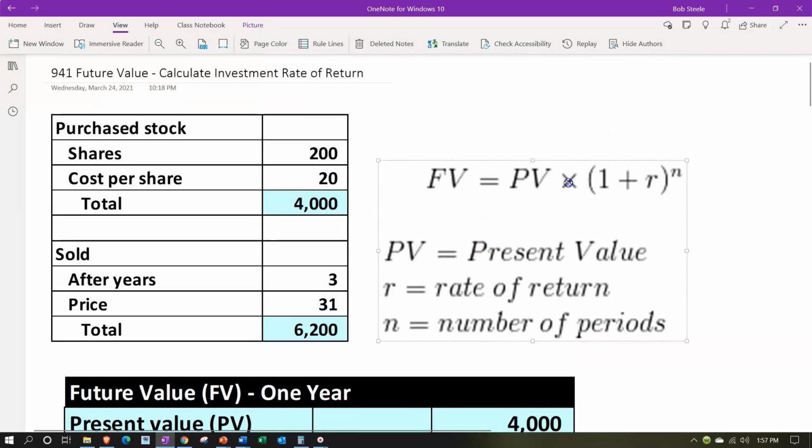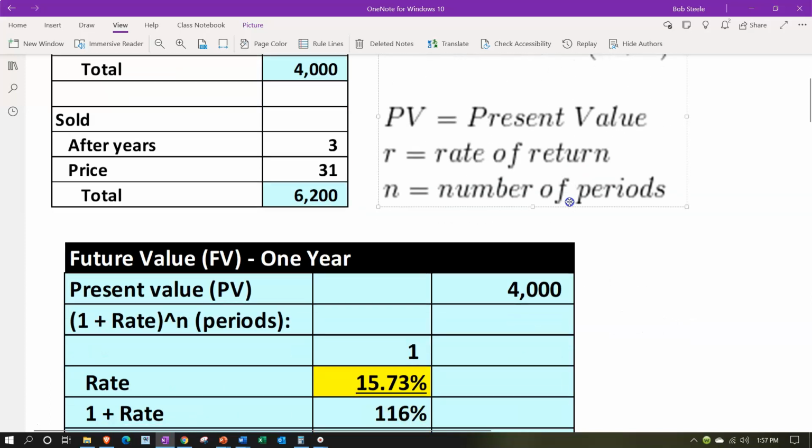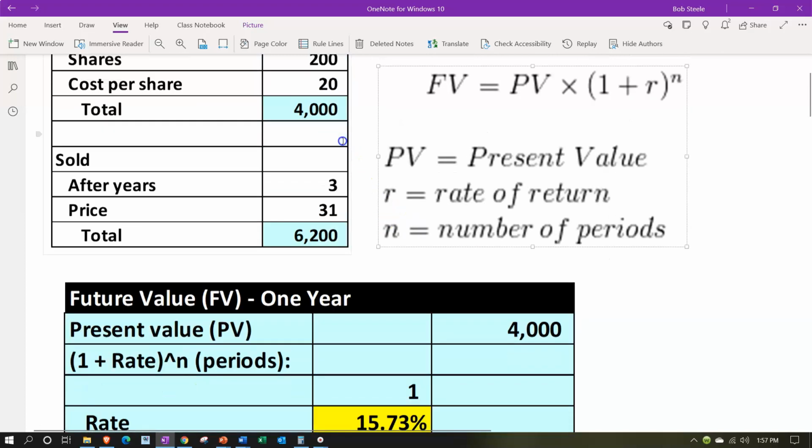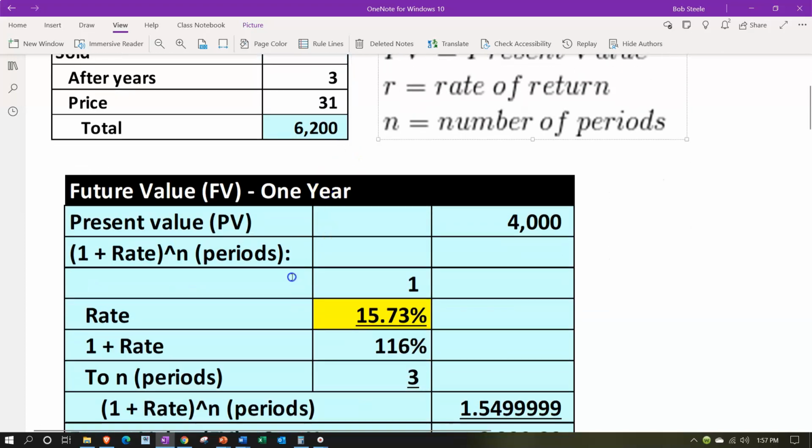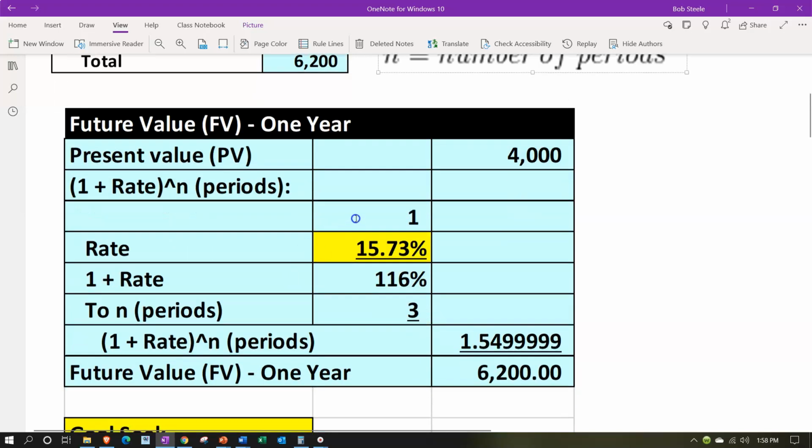So if I put this into a table, it would be the present value times 1 plus r to the n. So I'm going to say present value is going to be the 4,000 that we have here. That's our starting point. Then we're going to take 1 plus the rate to the number of periods, or n. So we have 1 plus the rate. This would be the unknown, this rate. That's what we do not know in the problem.